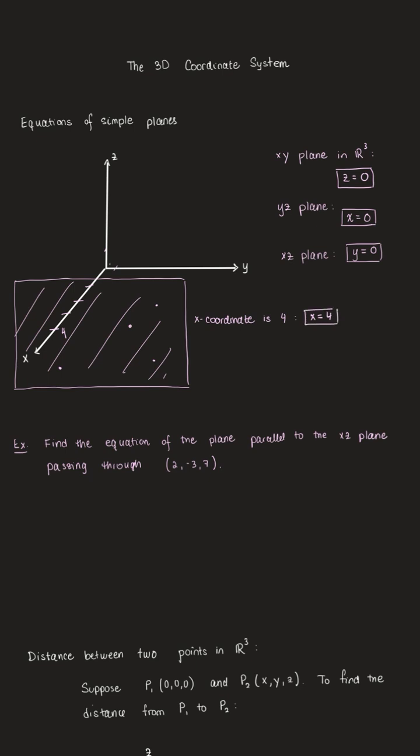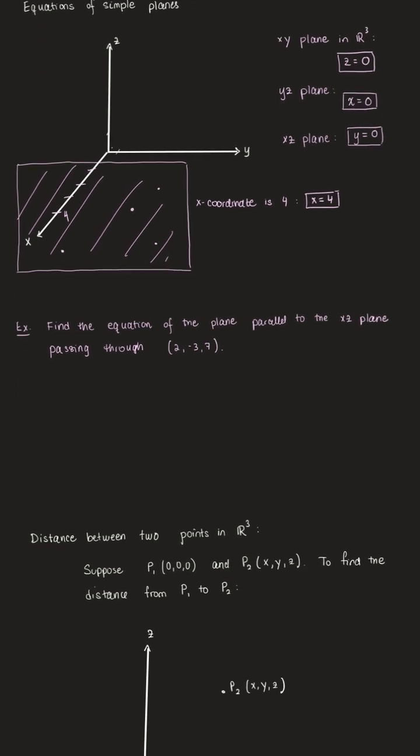So when we have the coordinate planes themselves, or planes that are parallel to any of the coordinate planes, their equations are very straightforward. We just specify it by saying what's true about every single point on that plane. So let's look at a quick example. Now let's suppose that we want to find the equation of a plane parallel to the xz plane that passes through the point (2, -3, 7).